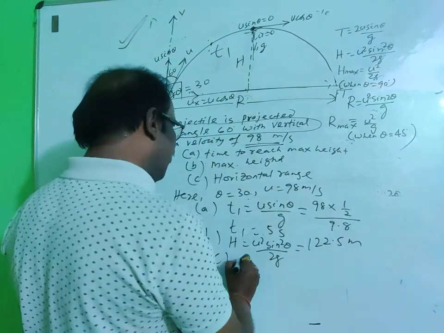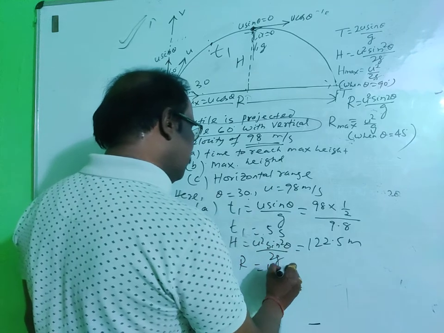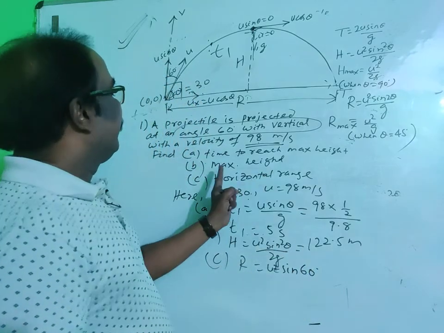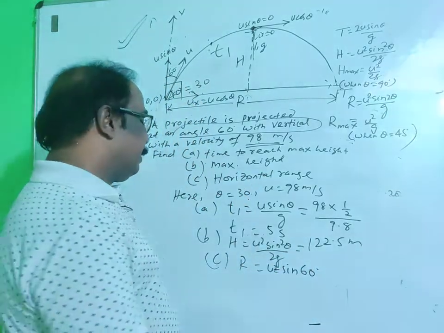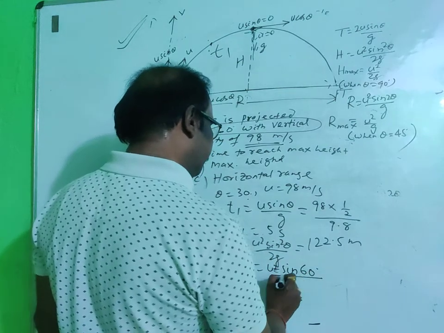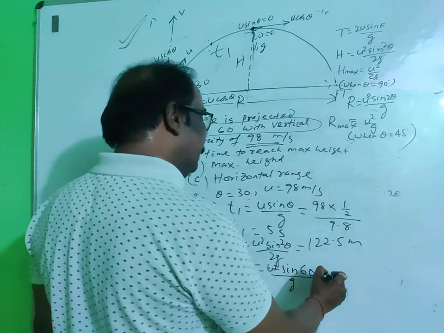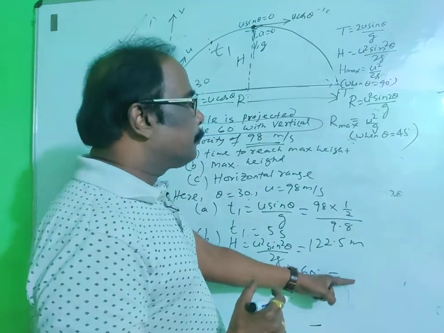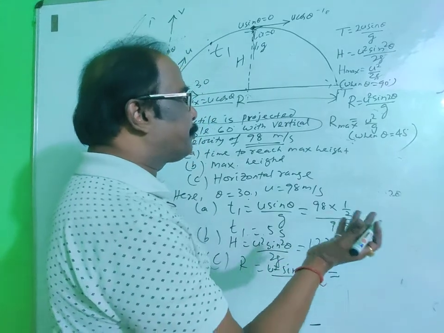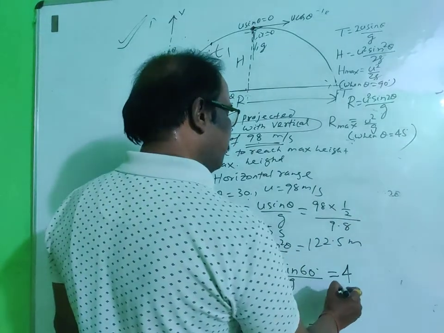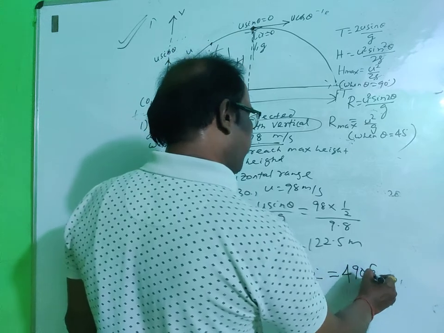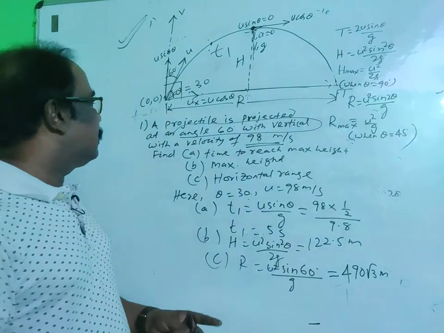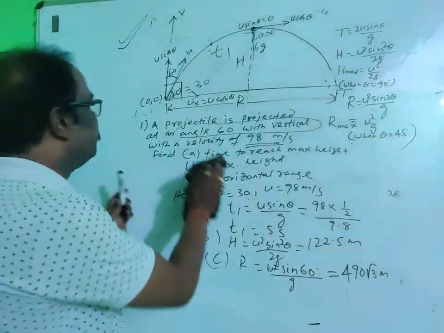And bit C, horizontal range, U square sin 2 theta, means sin 60, theta is 30 degree, 2 theta is sin 60, divided by g. Okay, put value of U 98 and solve it, you will get in terms of root 3, then you may solve it. 490 root 3 meter, you may solve it by putting the value of root 3. These are the answers, question number 1, then question number 2.